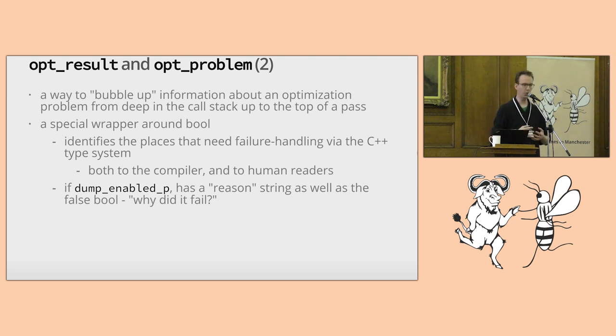Basically I came up with this opt result class, which is basically a fancy wrapper around bool. In the common case where dumping is disabled, it's basically just a bool. You return true for success, return false when something can't be handled. But when dumping is enabled, there's also a reason string, which is passed around as if it's part of this object, vaguely analogous to an exception, but implemented in a very different way. In fact, the reason string that's notionally part of it is stored in a global to avoid bloating the common case where dumping is turned off.